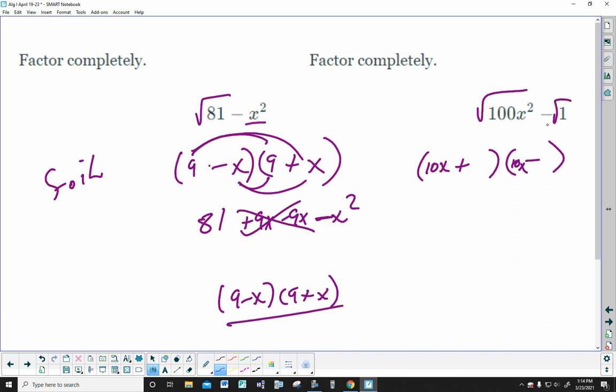Square root the last. Okay, some students, I'm not trying to make light of this, but some students mess this up. What times itself is the number inside? If you don't believe me, type it in your calculator. The square root of 1 is 1. Okay?